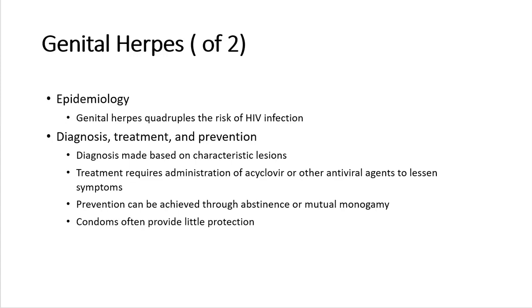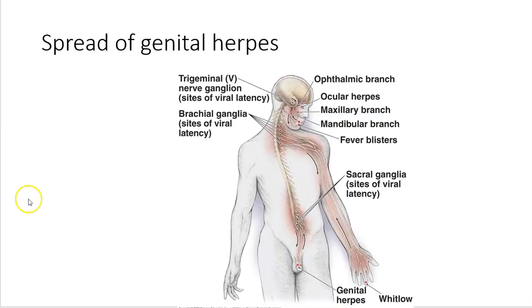Prevention can be achieved, but condoms often provide little protection because these lesions are elsewhere. Okay, so you can see these. It spreads into the nerves, and you can see the site of latency, and it can sit in these nerves for quite a while.